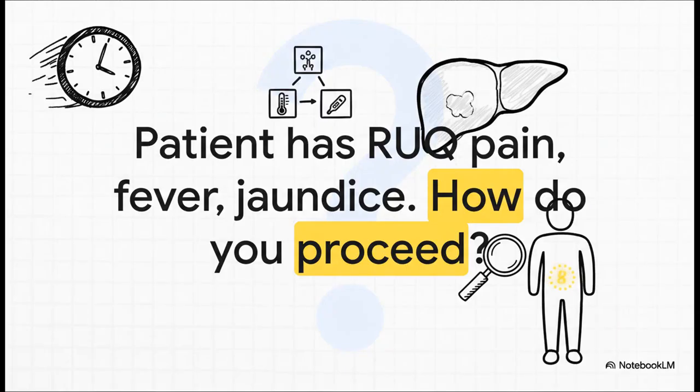Okay, here we go. Here's your case, and the clock is ticking. You've got a 50-year-old patient with that classic triad, right upper quadrant pain, fever, and jaundice. Now, the first marks you're going to earn aren't for naming the triad, they're for showing me how you approach the patient. So tell me, what's your first move?